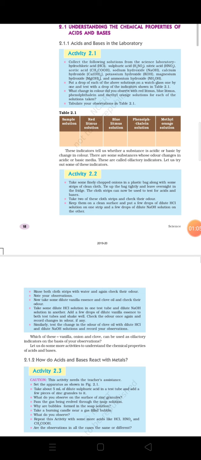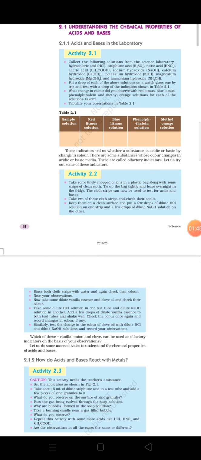Put a drop of each of the above solutions on a watch glass one by one and test with a drop of the indicators shown in table 2.1. That means you have to test which one is acid and which one is base, although I have already told you, but with the help of indicators also you can test them. What change in color did you observe with red litmus, blue litmus, phenolphthalein and methyl orange solutions? For each of the solutions taken, tabulate your observations in table 2.1. So this activity we will also be doing in the laboratory.